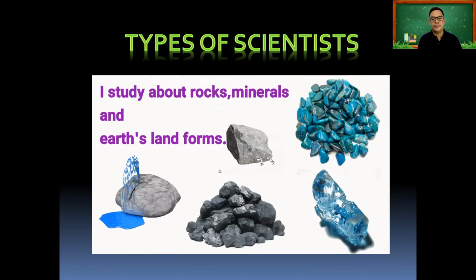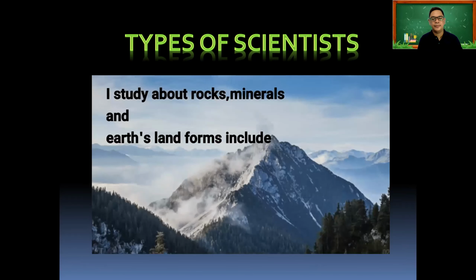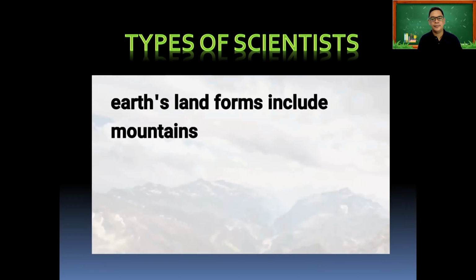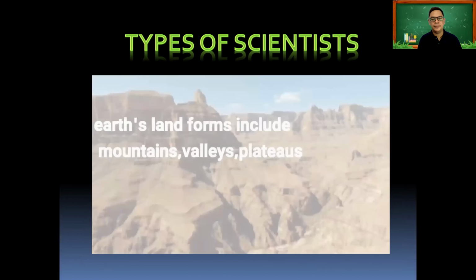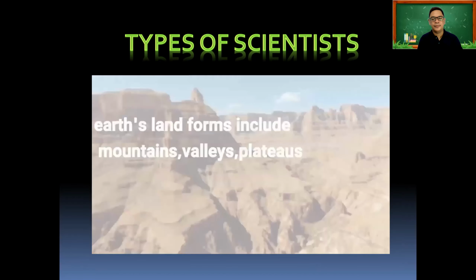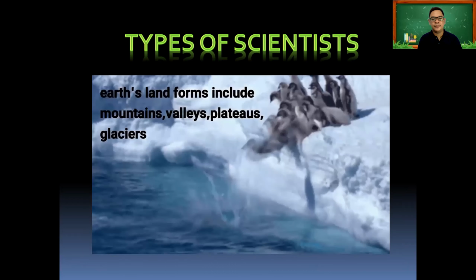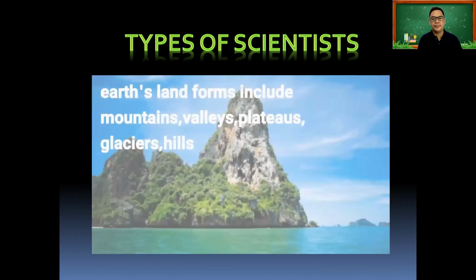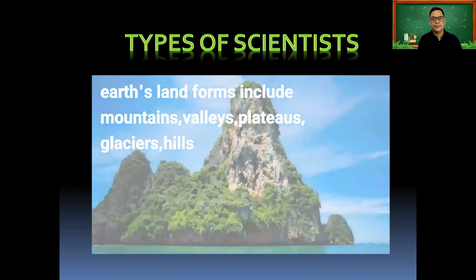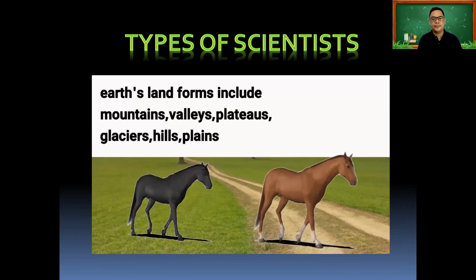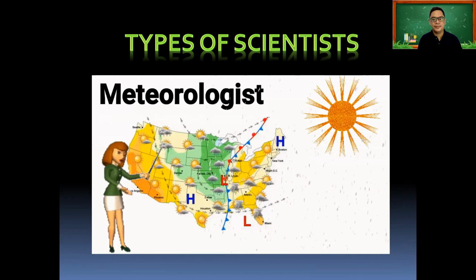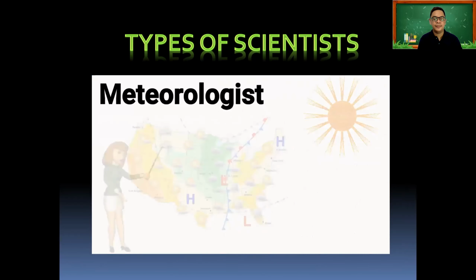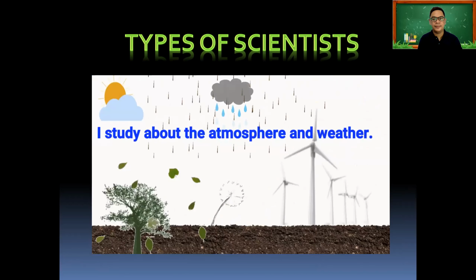I study rocks, minerals, and Earth's landforms, including mountains, valleys, plateaus, glaciers, hills, plains, and deserts. Meteorologist: I study the atmosphere and weather.